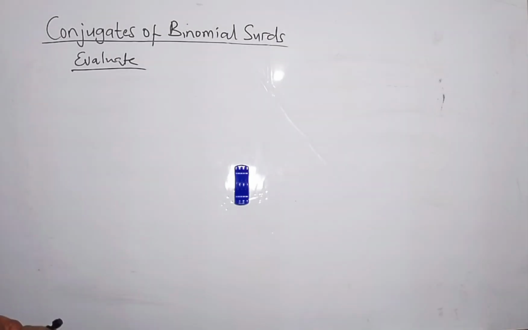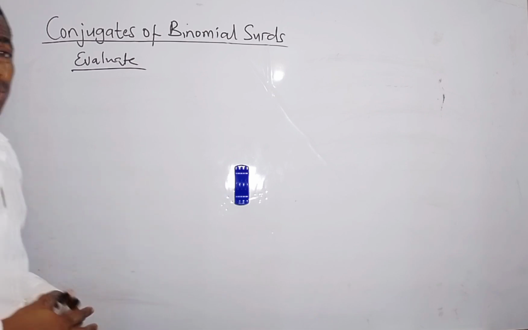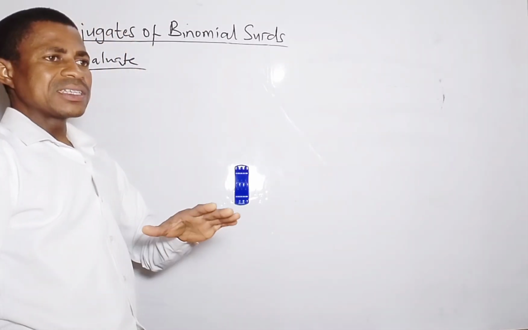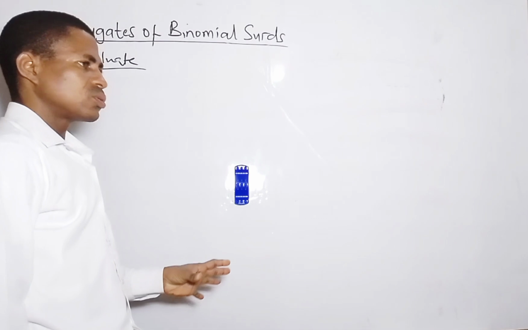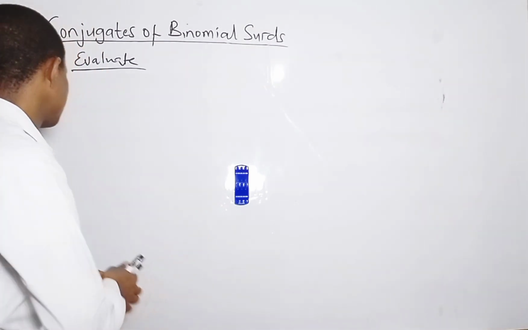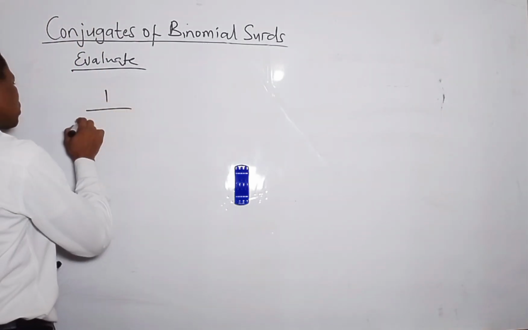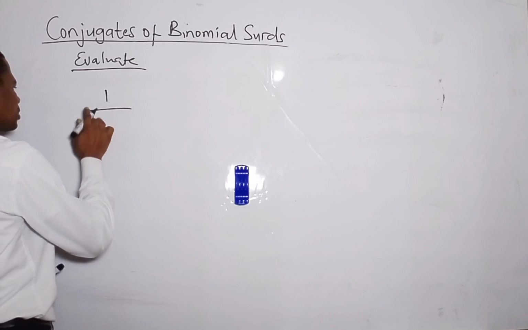Eventually, if the denominator of an expression has a binomial surd, what we do is rationalize. For instance, let's look at something like this.